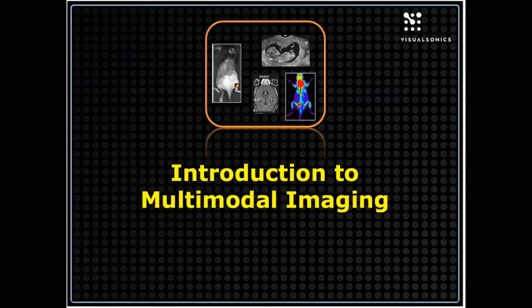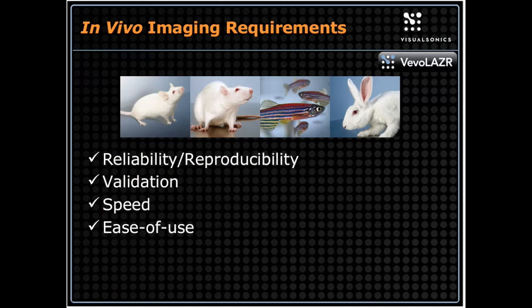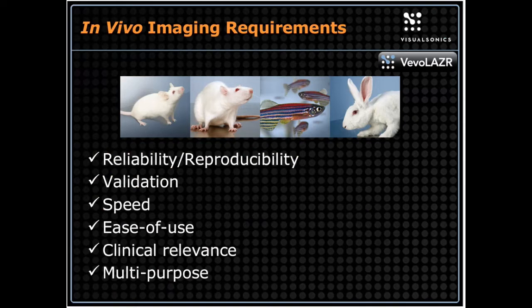So first, just again, a very quick introduction to multimodal imaging. There are certain requirements for in vivo imaging, what we've called them. One is, fairly obviously, reliability and reproducibility. This is very important when using any kind of imaging modality, in vivo or otherwise.